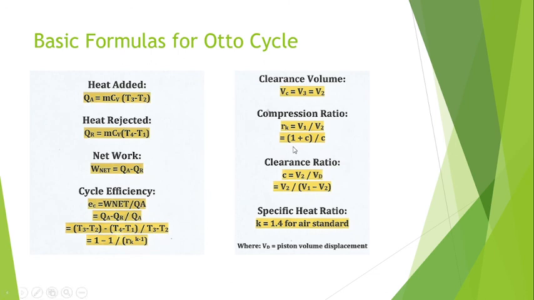So here's another formula: 1 plus C, the clearance ratio, divided by the clearance ratio. To look for the clearance ratio, C is V2 over Vd, the volume displaced. The volume displaced is equal to the total volume of the cylinder minus the volume of the compressed cylinder, the clearance volume. So here is the formula.